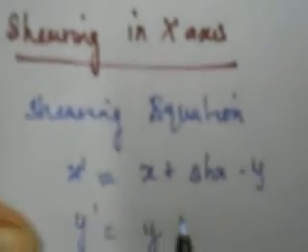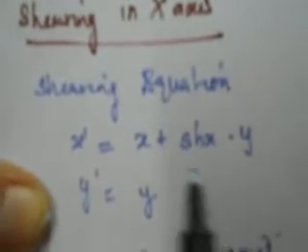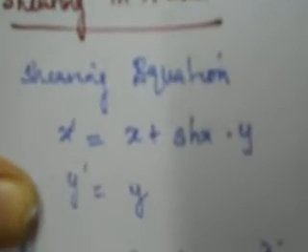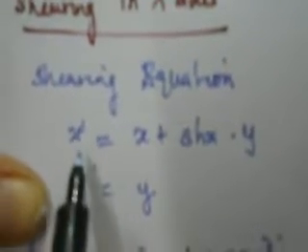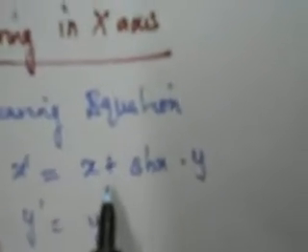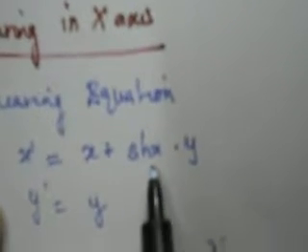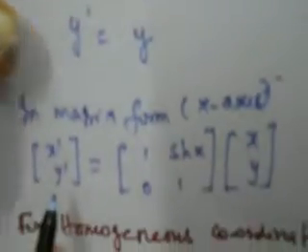So for the shearing equation based on the x axis, there are changes in the x direction only. So we just retain y as it is, then we make the shearing changes in the x direction. x dash is equal to x plus SHX, the shearing parameter with respect to x, dot y. y dash is equal to y.